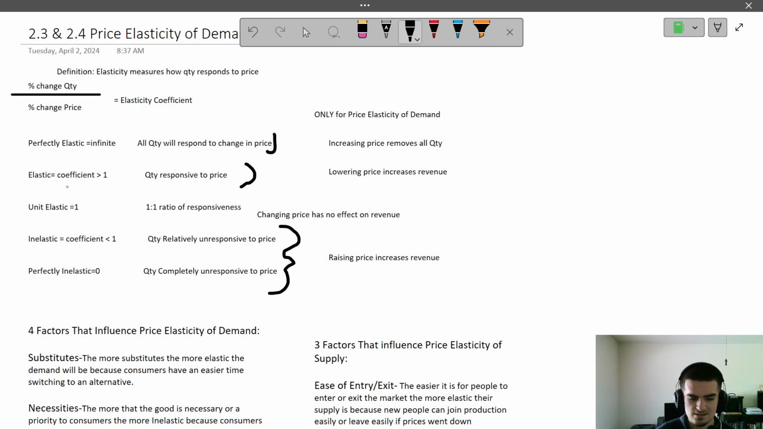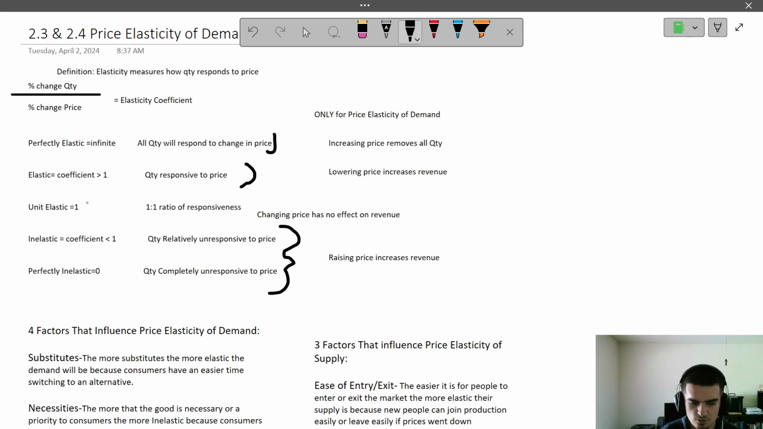Next is elastic, where your coefficient is greater than 1. Your quantity will respond to your price. And so that means lowering price on an elastic good means increasing revenue.